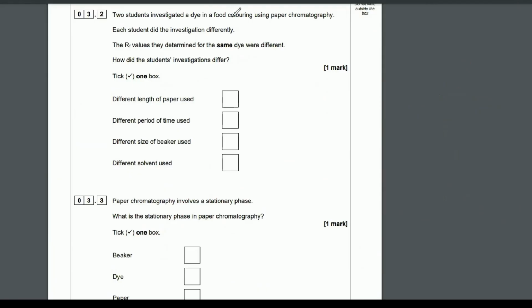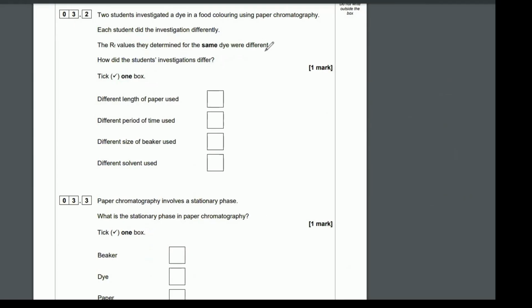Two students investigated a dye in a food coloring using paper chromatography. Each student did the investigation differently. The RF values determined for the same dye were different. So they used the exact same color dye, but the dye moved different distances up the paper. How did the students' investigations differ? Was it that they used different lengths of paper, a different time, a different size of beaker, or a different solvent? Well, it's actually a different solvent.